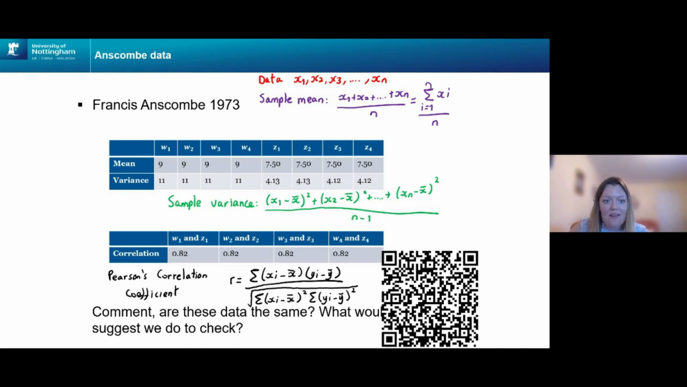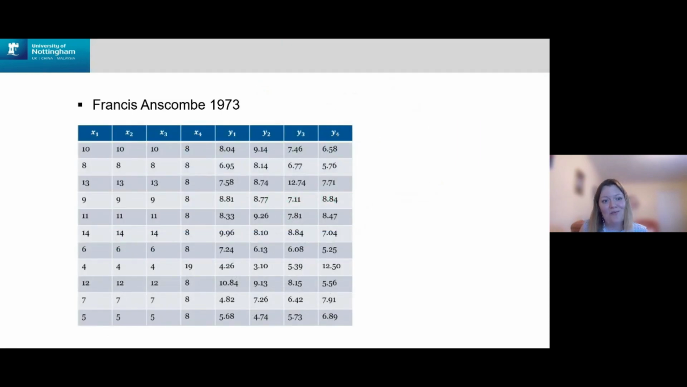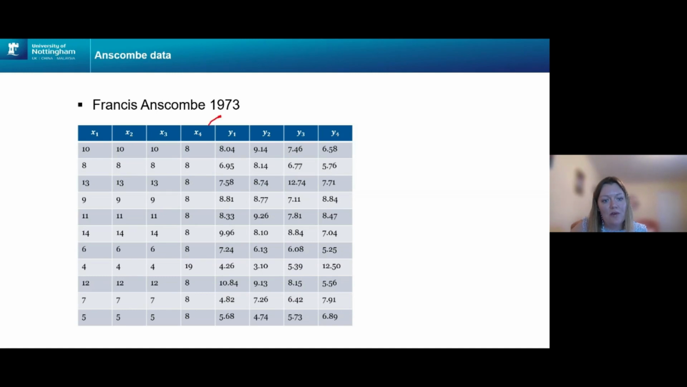Now, before we actually do the scatter plot, we're going to look at something else. This is the actual data. I've renamed them X's and Y's now. They were W and Z before. I didn't want you to get confused with the sample mean formulas from before. So the first data set, the second, the third and the fourth, we can actually see that this fourth one, X4, looks different to X1, X2, X3. So they're clearly not the same. And also the Y values are different in all of them.